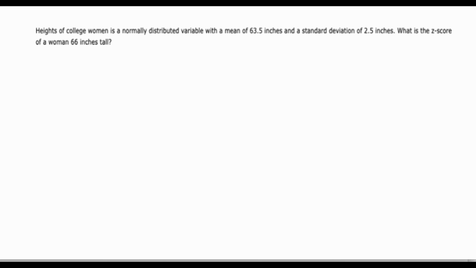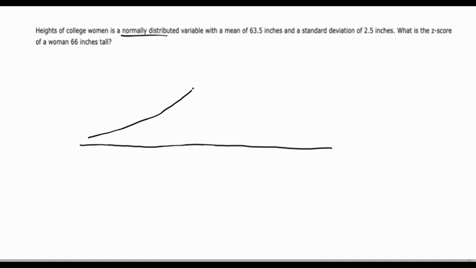Heights of college women is a normally distributed variable with a mean of 63.5 inches and a standard deviation of 2.5 inches. What would be the z-score of a woman who's 66 inches tall? A normally distributed variable makes a bell-shaped distribution, where there's some average around which most women would be measured. And they're saying that that mean is 63.5 inches.